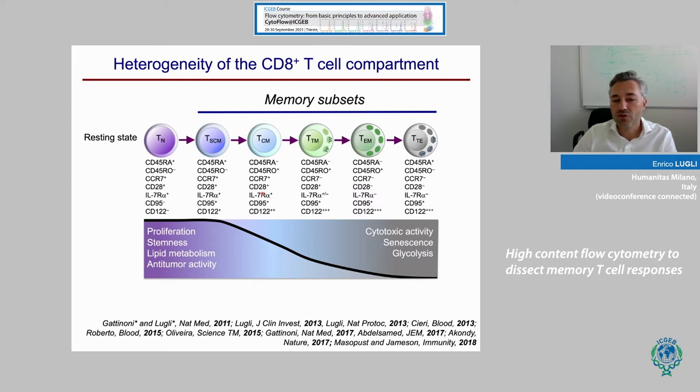And the interesting thing about this is not just the game that we want to play with all these different subsets, but that once we can sort them out, we can characterize their function. And once we identify a function, then we can promote it or ablate it depending on what we need. So, for example, we know that as the cells differentiate more, they tend to lose proliferative potential, they tend to lose stemness, and metabolism also changes. The cytotoxic activity tends to increase.